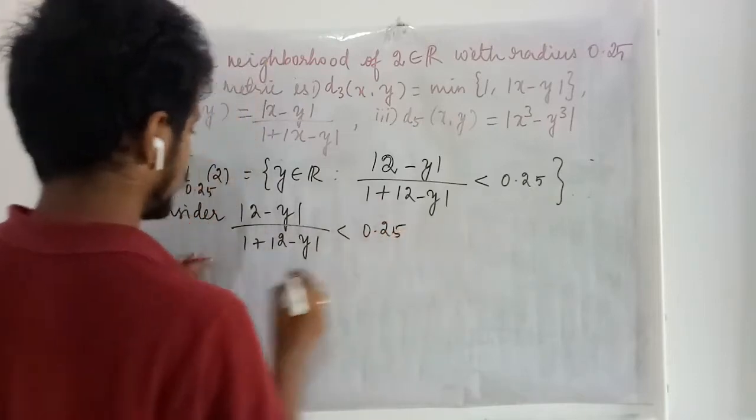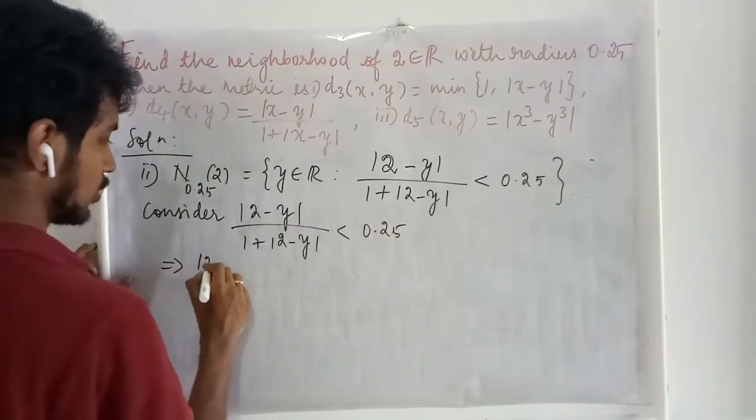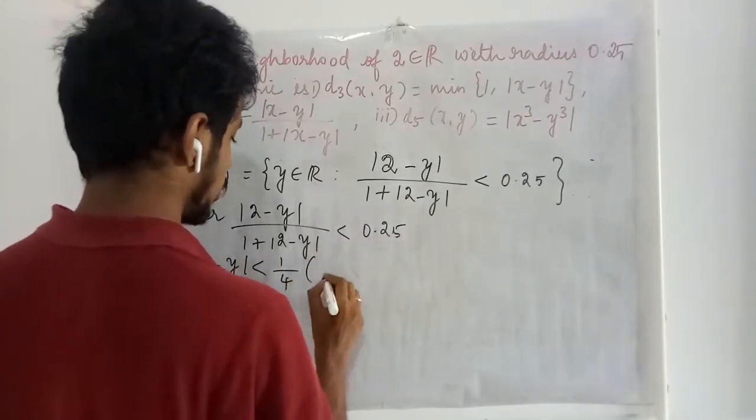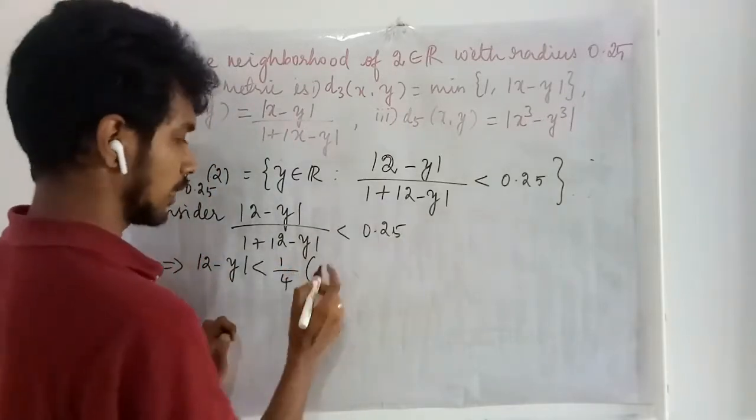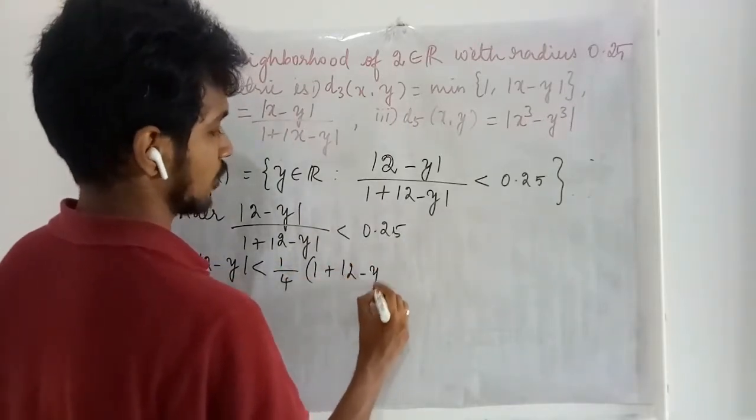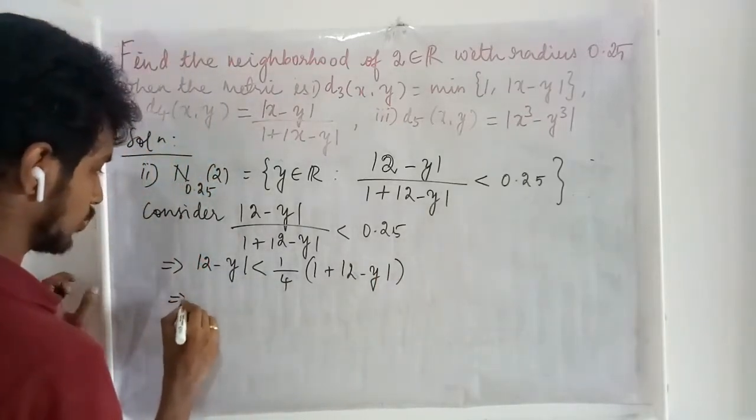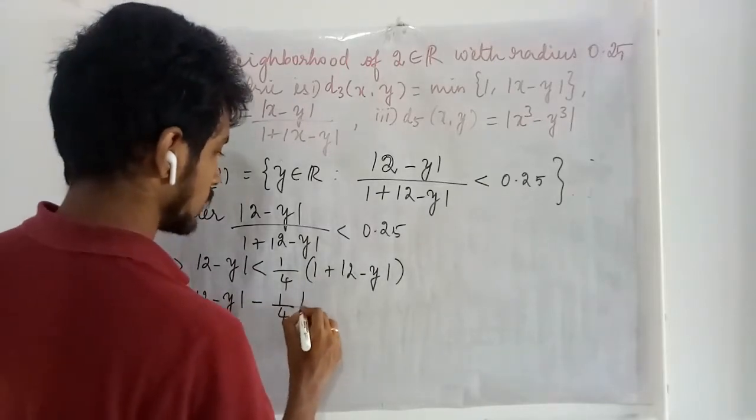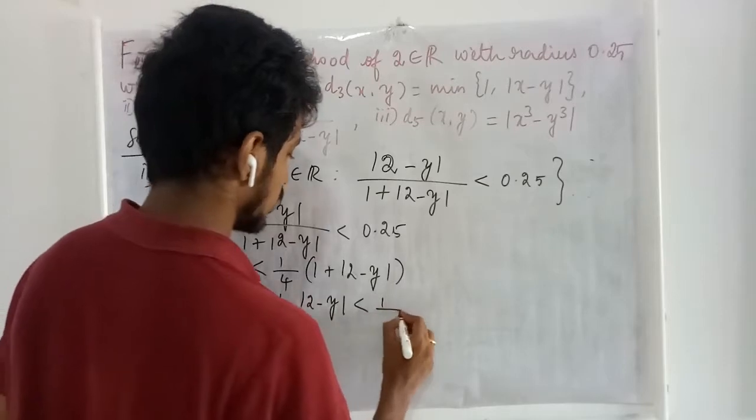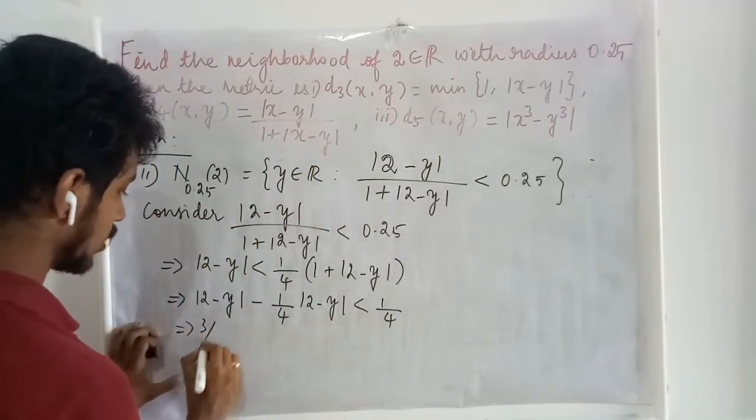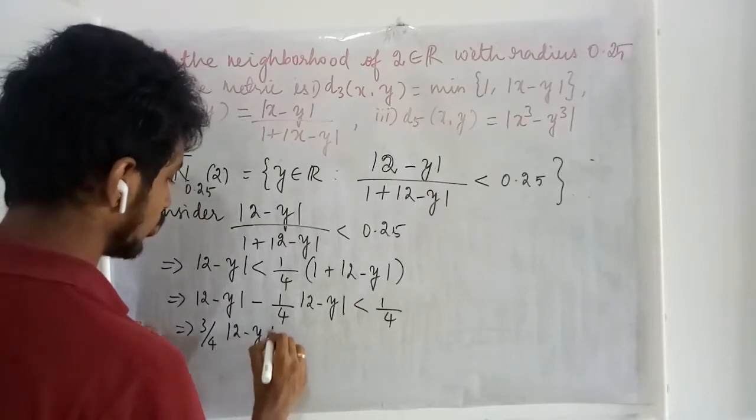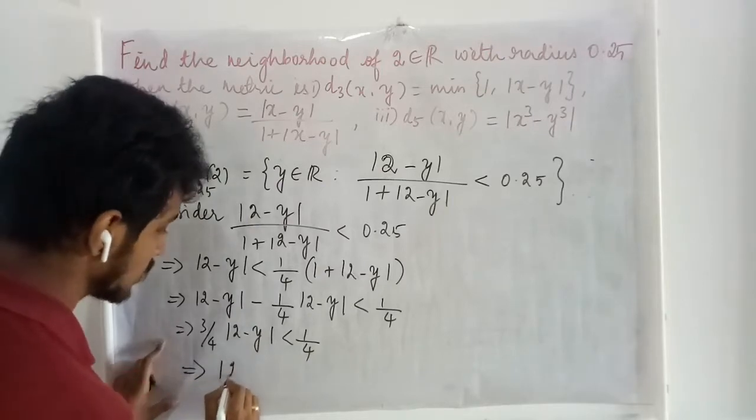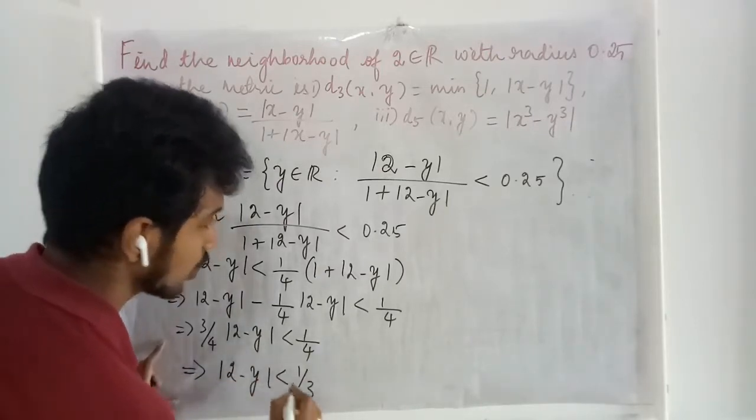Let me consider only that part in order to reduce the writing. This is less than 0.25, which can also be written as 1 upon 4. When you bring the denominator to that side, you will have absolute of 2 minus y less than 1 by 4 times 1 plus absolute of 2 minus y. So this is 3 upon 4 times absolute of 2 minus y less than 1 upon 4. So absolute of 2 minus y is less than 1 upon 3.